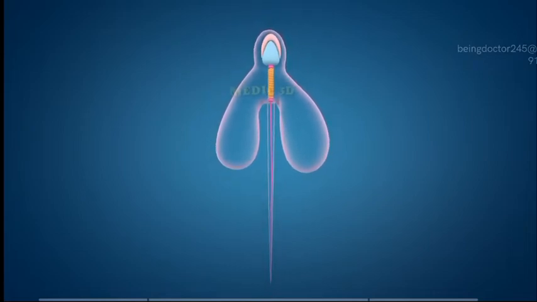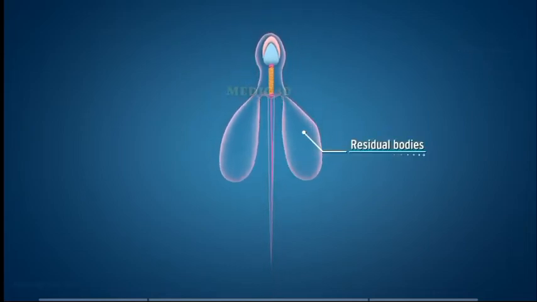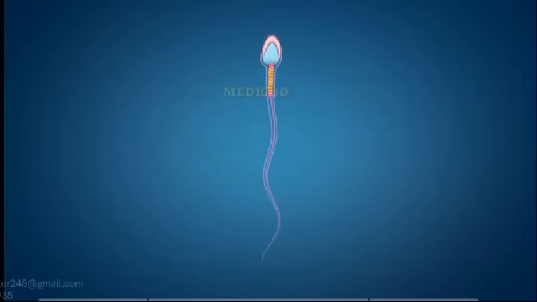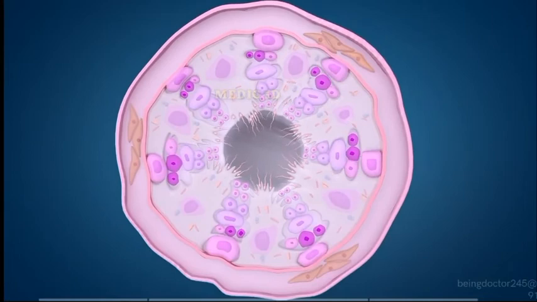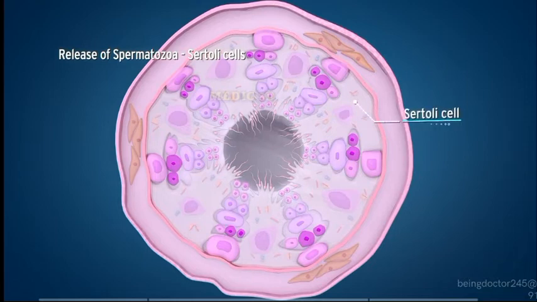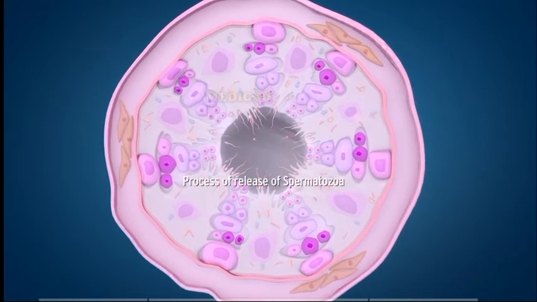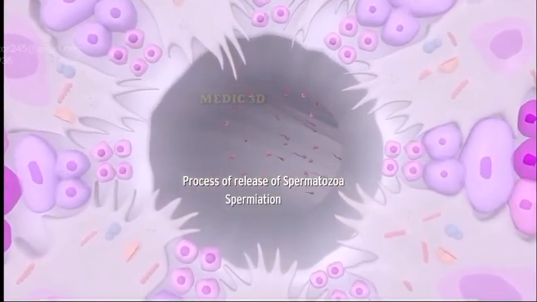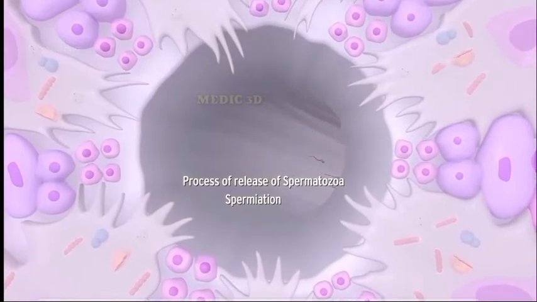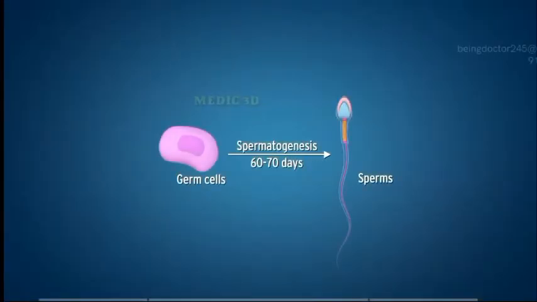Most of the cytoplasm is lost as residual bodies as the sperm matures. Spermatozoa remain attached to the apical surface of the seminiferous tubule. The release of spermatozoa is controlled by Sertoli cells. The process of release of spermatozoa by the Sertoli cells is called spermiation. The process of formation of the mature sperm from the germinal cells takes about 60 to 70 days.